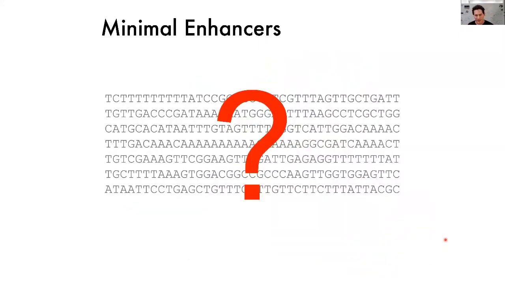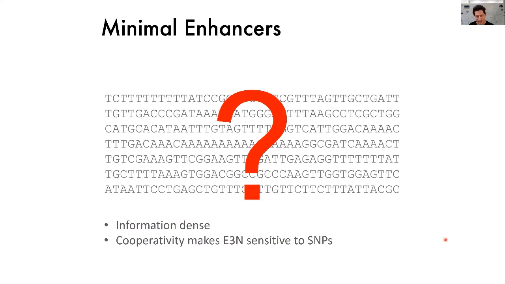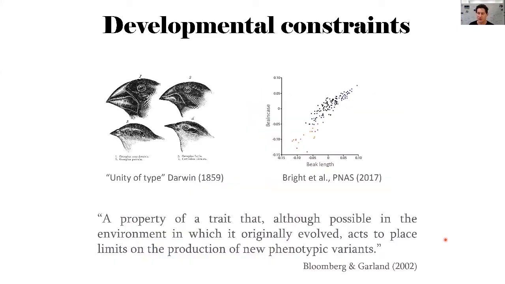So at this point, to take a pause to see how much I've been demonstrating to you as an audience, we think that this enhancer is very information dense. We think cooperativity makes this enhancer incredibly sensitive to SNPs. And we think part of this, which I'm going to walk you through for the remainder of the talk, is that this gives us a new data set to explore how evolvable developmental enhancers are. This is a very big, compelling question within the field of evolutionary biology, which I'm going to walk you through and break down at this point.